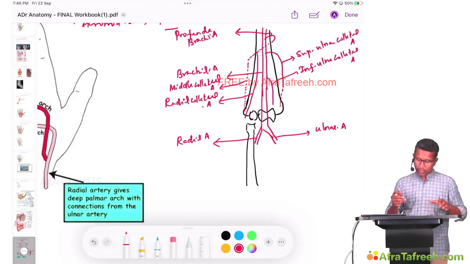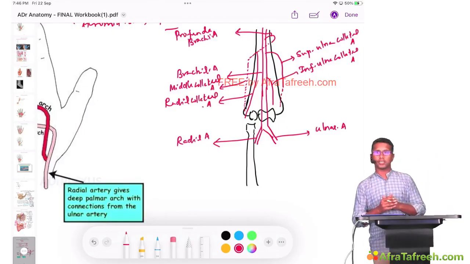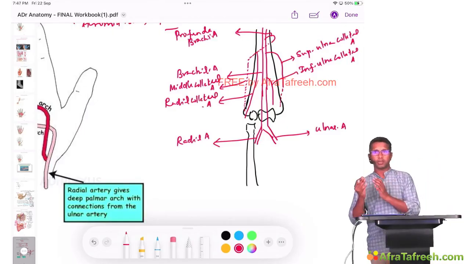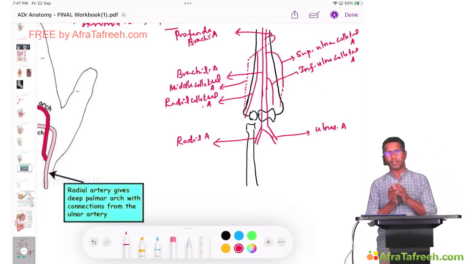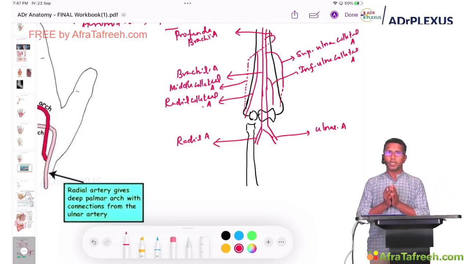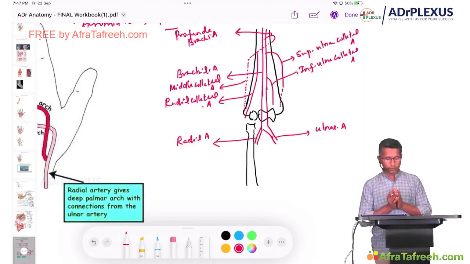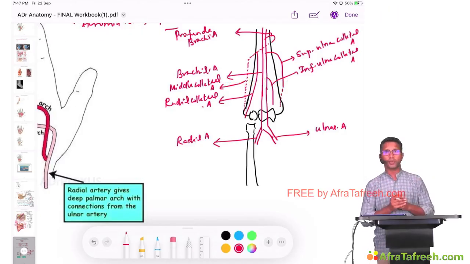So you can see there are a number of branches arising from above. On the medial side you have the superior ulnar collateral artery and the inferior ulnar collateral artery, and on the lateral side you have the middle collateral artery and the radial collateral artery. You've got several branches here and there.